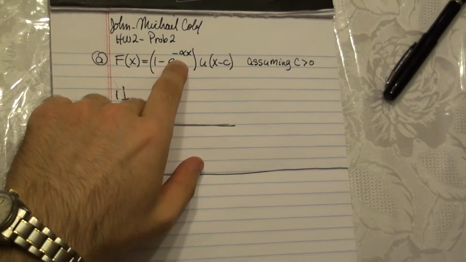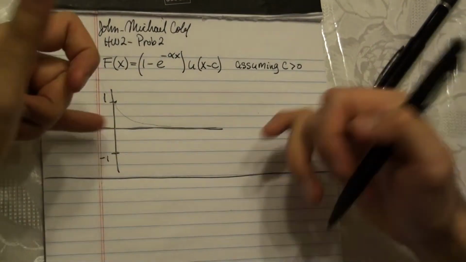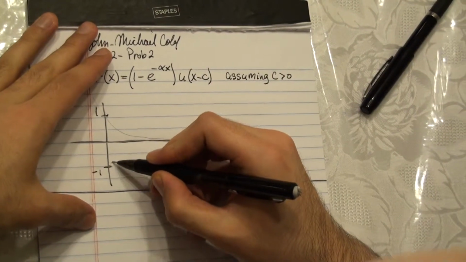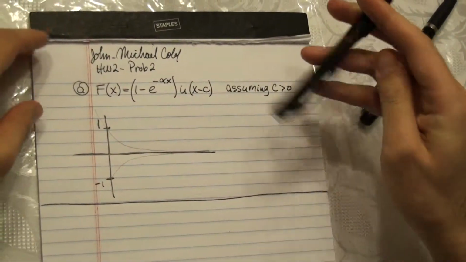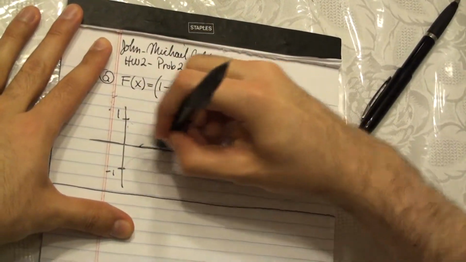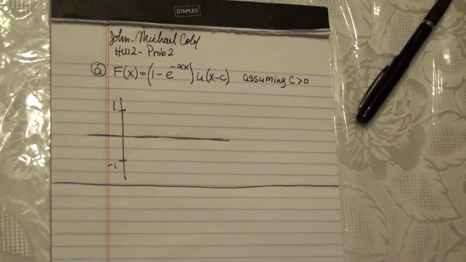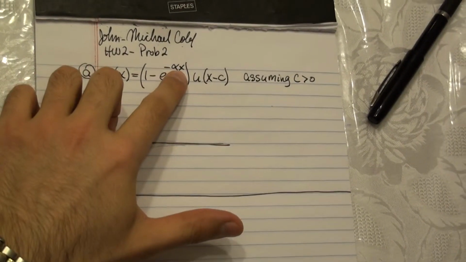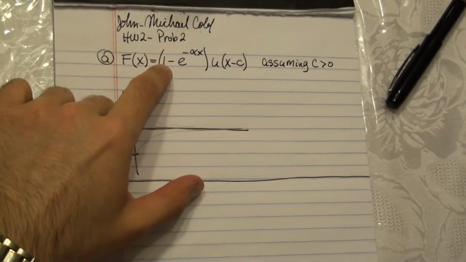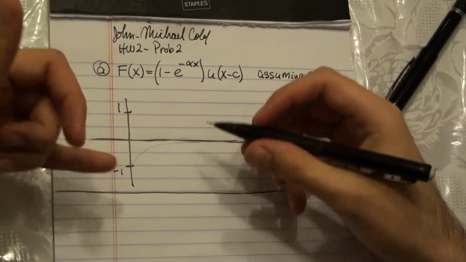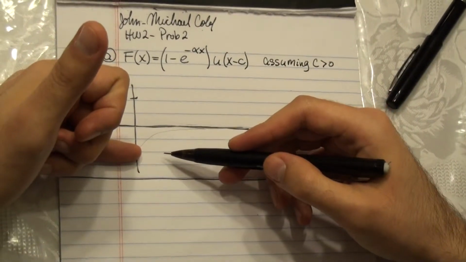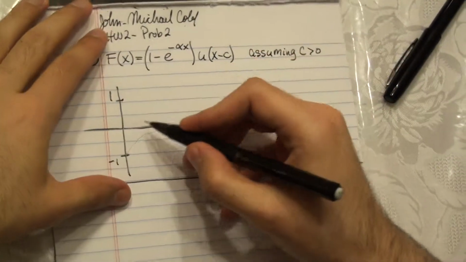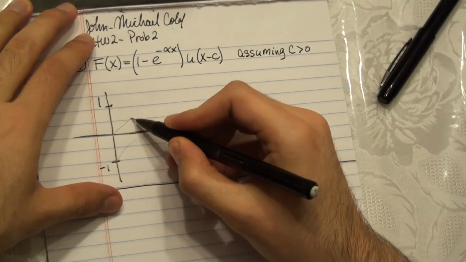Now, minus e to the minus x is just this function, but flipped over the x-axis. So it looks something like this, asymptotically approaching 0 as x approaches infinity. So that's minus e to the minus x. But now we're adding 1 to it. So adding 1 to it just basically shifts it up by 1. So it's going to look something like that.